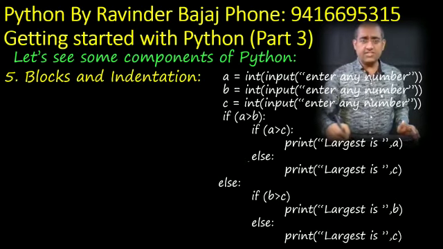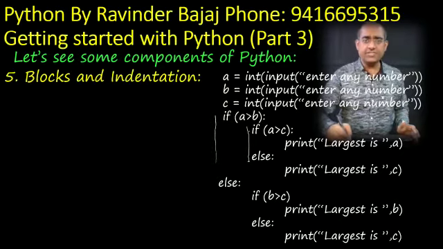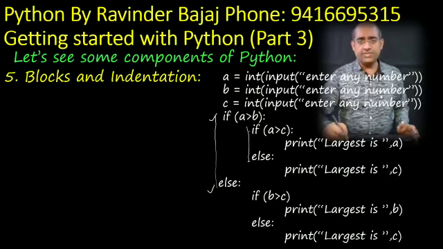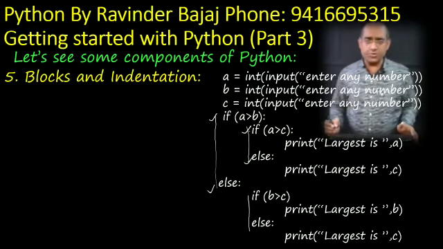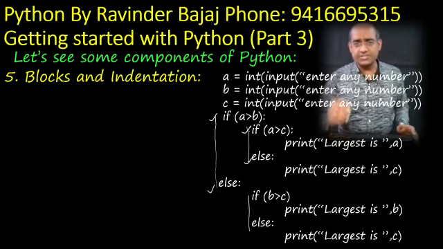Take care of this thing: this else is of this if, because this indentation is the same and this indentation is the same, which means this else is of this if. So this one else is connected with this if, and the outer else is connected with the outer if. It is important to take care how this indentation takes place.